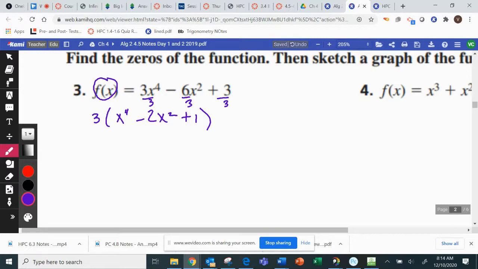Okay. So I pulled out the 3. Now we have a trinomial, which we are going to factor. It starts with an x to the 4th. So that means I'm going to have an x squared and an x squared. Using my signs, I'm going to have a minus and a minus. And that last number is a 1, which leaves me with only a 1 and a 1 as an option.